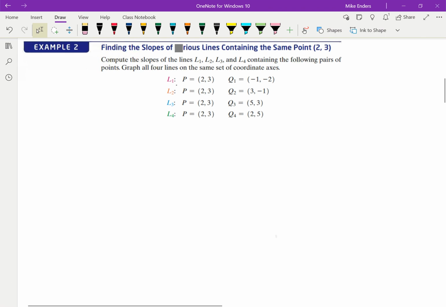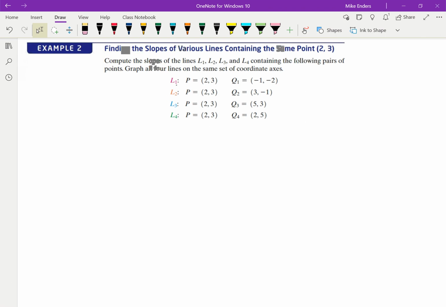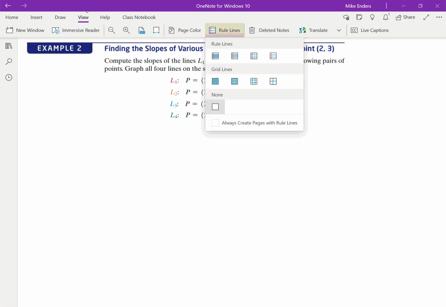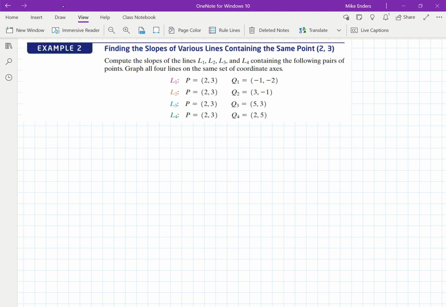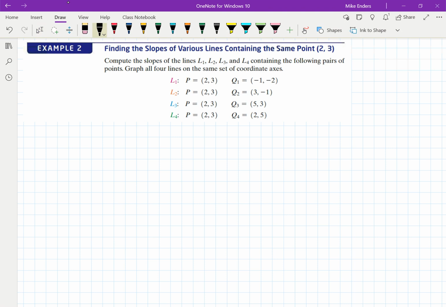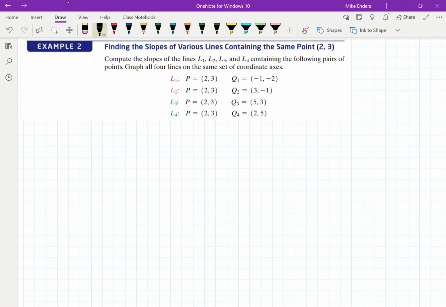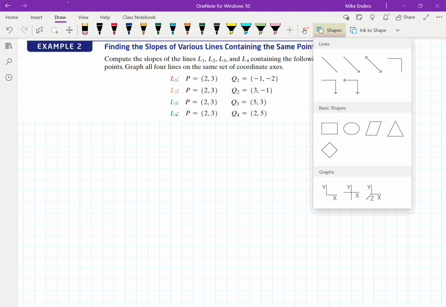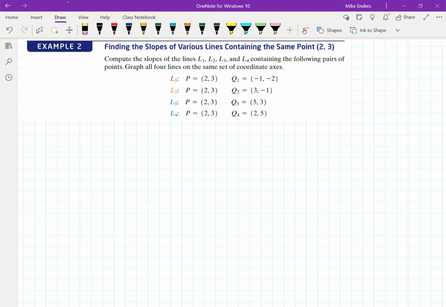So let's take a look at an example of slopes, the ratios of how steep we are as far as different coordinate points. So I'm going to go ahead and add a grid to my background. Oops, let me go ahead and use the line tool here. I think that line tool might be a little bit easier.